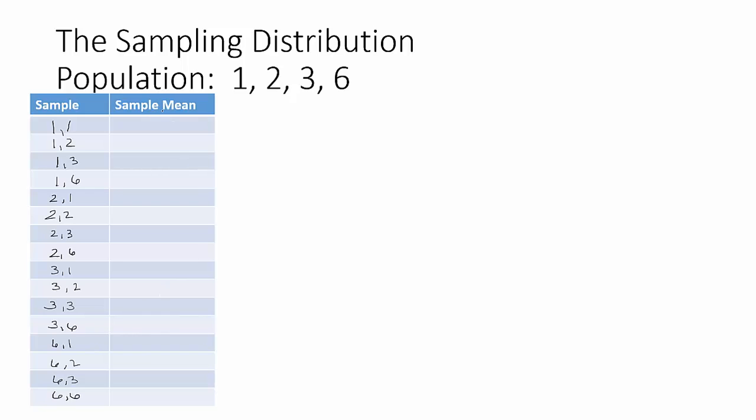Now, the next column I need to calculate the sample mean. This will be easy because my samples are so small. So I'm going to add these 2 numbers together, divide by 2. So 1 plus 1 is 2. 2 divided by 2, because there's 2 in there, is going to be 1. So it's okay to have decimals. This would be 3 divided by 2, or 1.5. 4 divided by 2 is 2. 7 divided by 2 is 3.5.